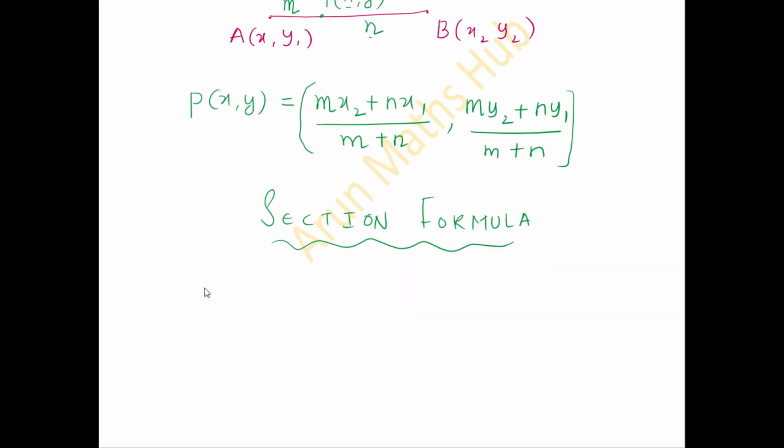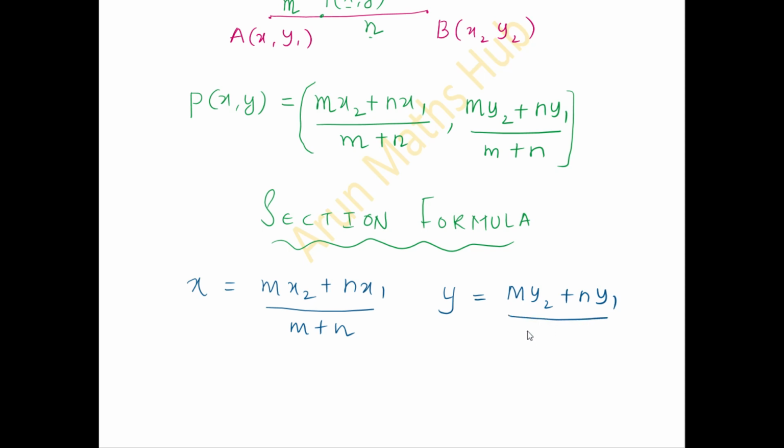Now the coordinate x of point P is m x2 plus n x1 divided by m plus n. In the same way, coordinate y is equal to m y2 plus n y1 divided by m plus n. This is called as section formula.